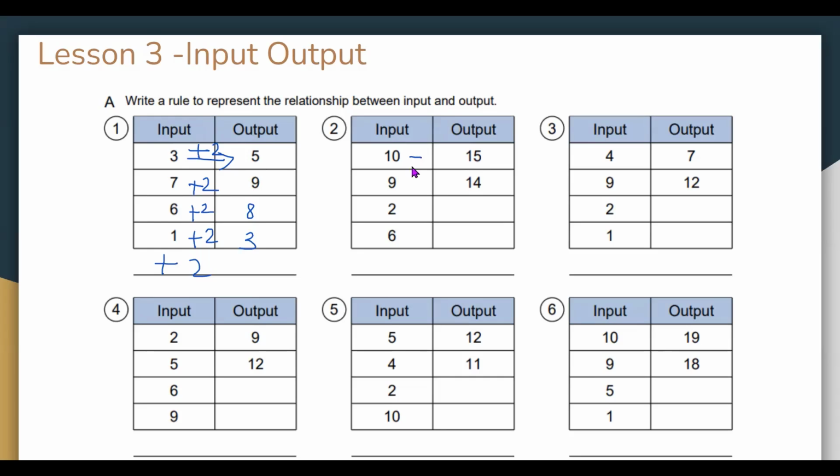So here 10 plus 5 we know is 15. 9 plus 5 is 14. So plus 5 is the rule over here. And the same way we have to do 2 plus 5, 7. And 6 plus 5 is 11. So this is how we complete this. You can just pause your screen and complete all of them in the same way. It's a very easy task to do.